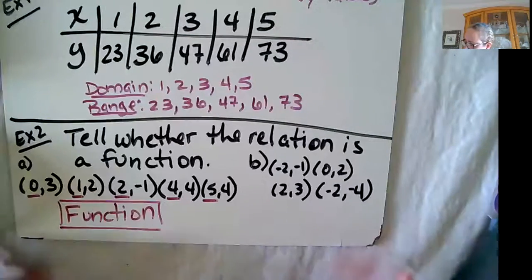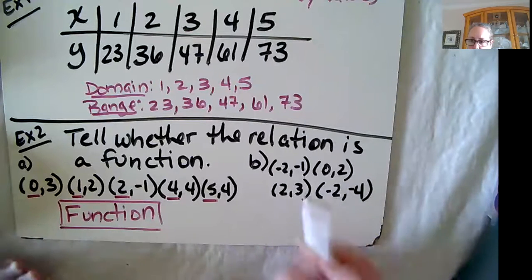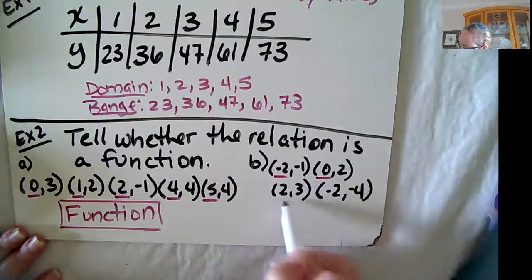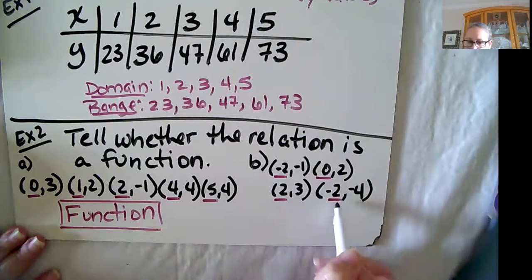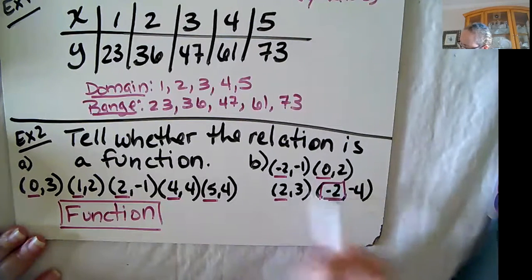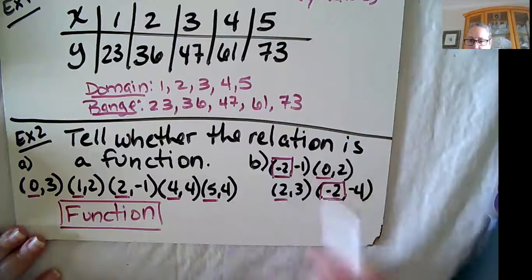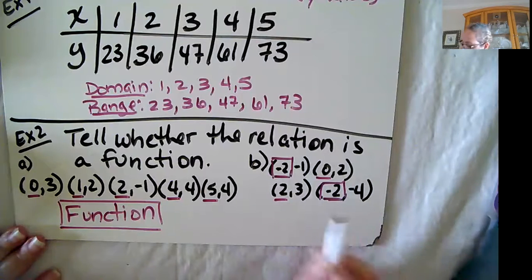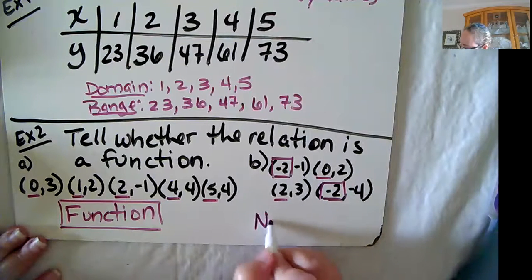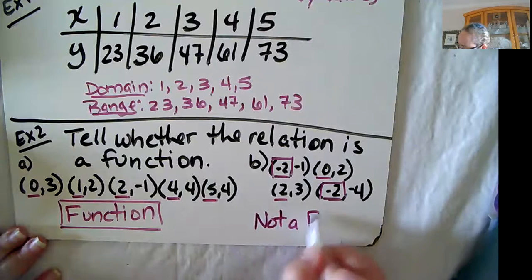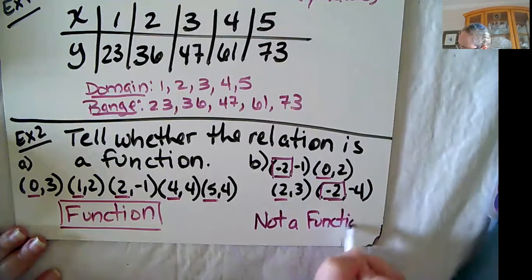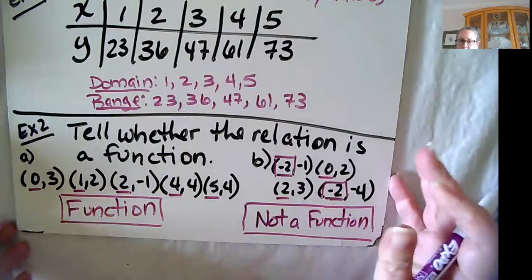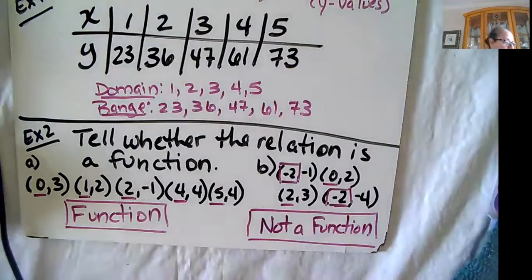For the second one, when we look at this relation to determine whether or not it's a function, again, we look at the x values. Well, if you notice, 2 of the x values repeat. There's 2 -2s, and the y values are also different. Therefore, this is not a function. So that is 8.1.